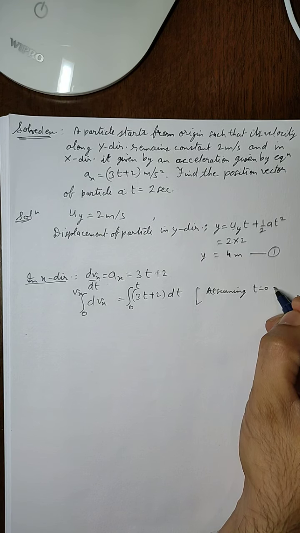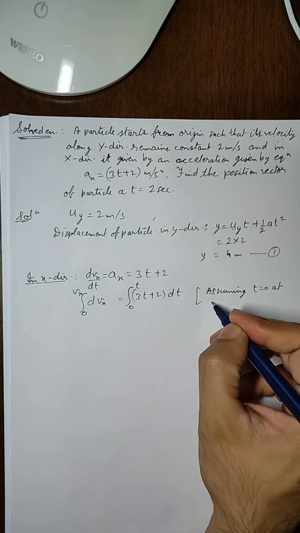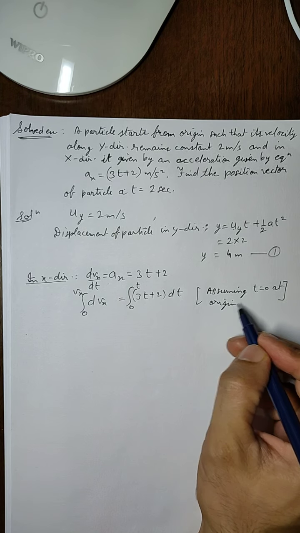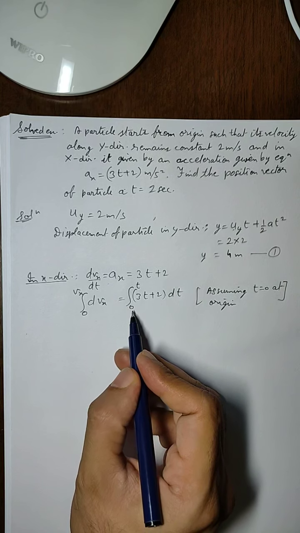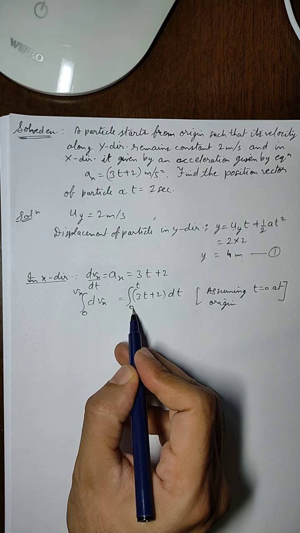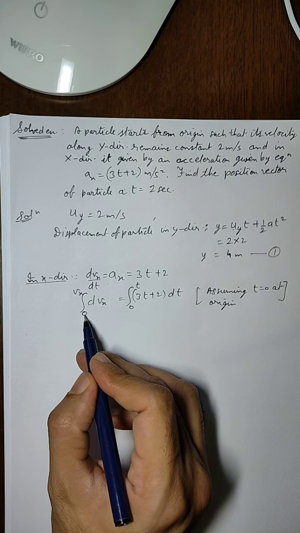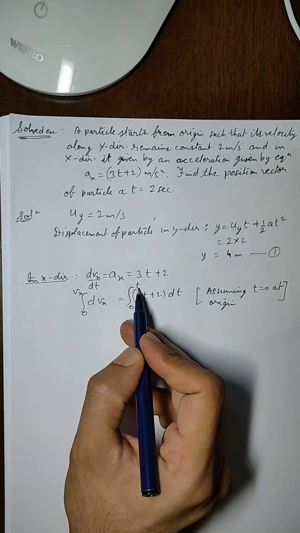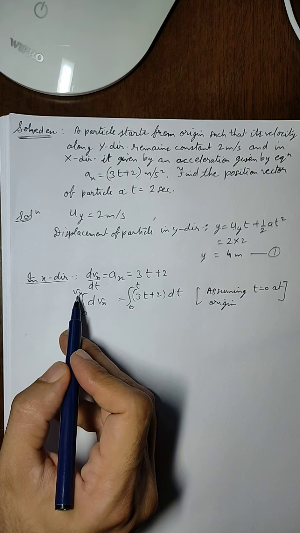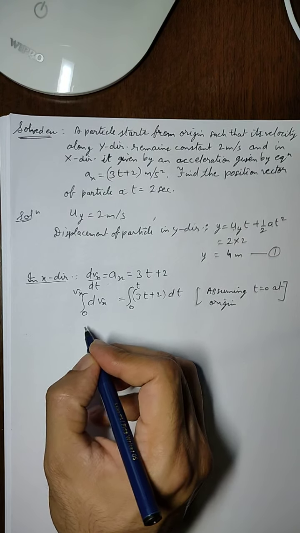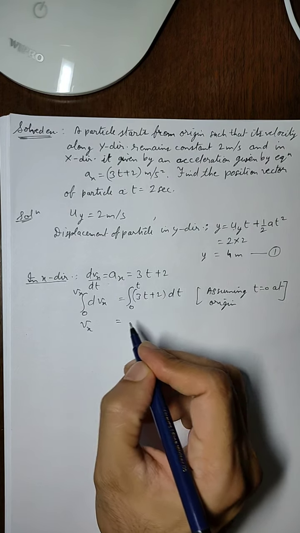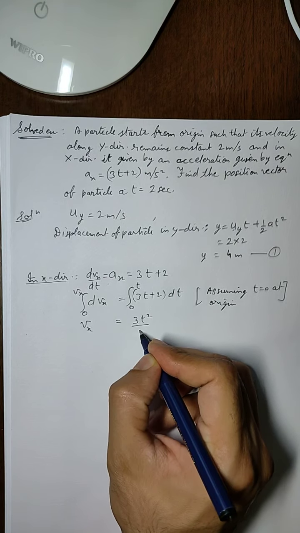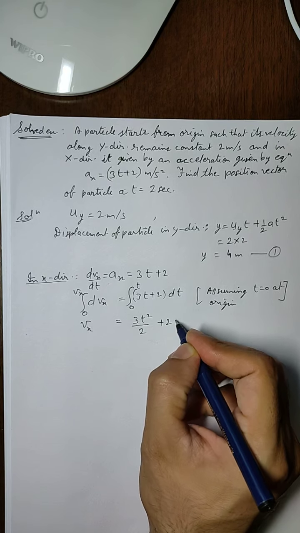So now if we integrate, here we are assuming that at t equals 0 the particle is at the origin. So we are starting the counting of time from the origin, and at origin t is taken as 0. So when the particle is at origin, t is equal to 0, and at that point the velocity is also equal to 0. And after some time when t equals t, the velocity achieved is vx. Now if we integrate this, we will get vx on this side, and this will be equal to 3t square by 2 plus 2t.